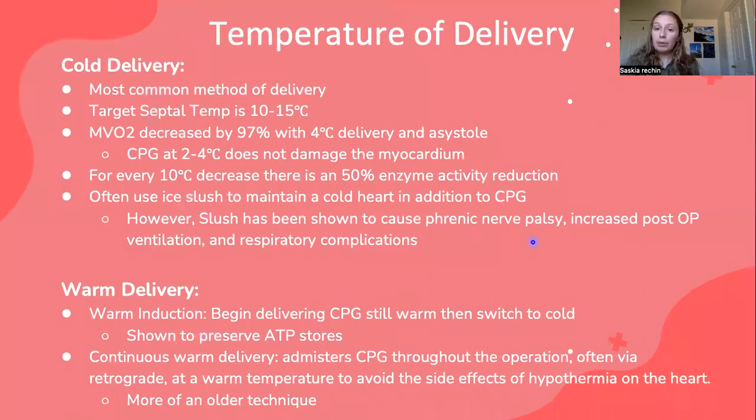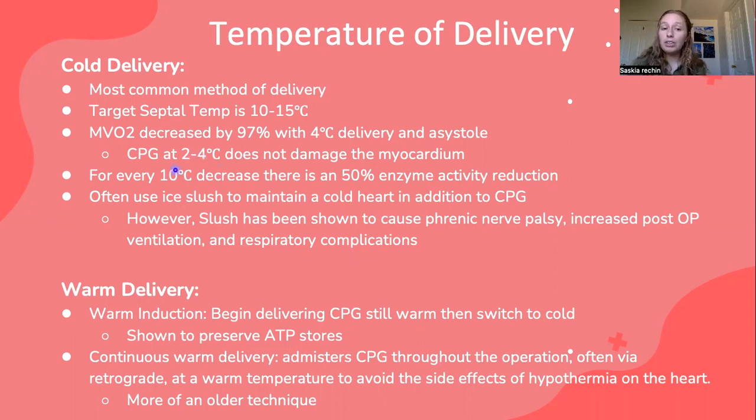So the other component of clinical delivery is the temperature at which you're delivering cardioplegia. Most common delivery is going to be cold. Your target septal temp for that is going to be 10 to 15. So with the asystole of cardioplegia, as well as that cold hypothermic delivery, you get a 97% reduction in oxygen demand. And it should be worth noting that delivering cardioplegia at like 2 to 4 degrees Celsius doesn't hurt the myocardium, so it isn't detrimental or harmful.